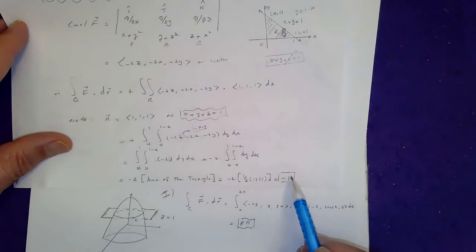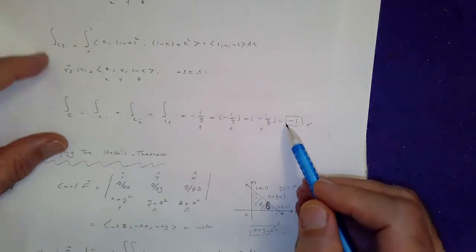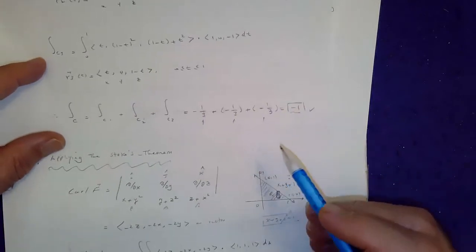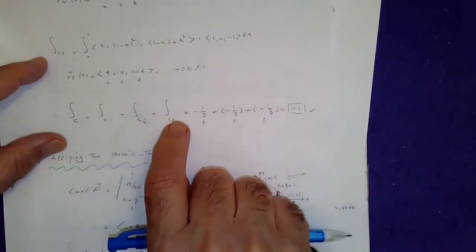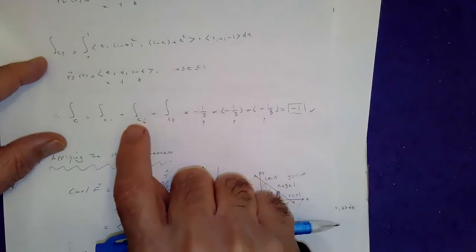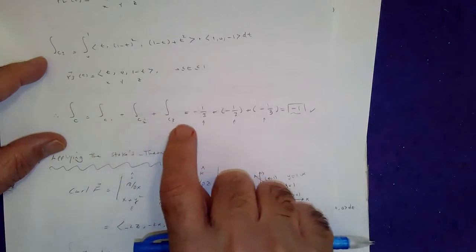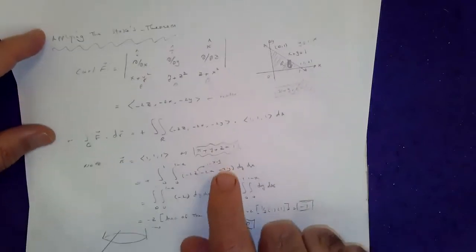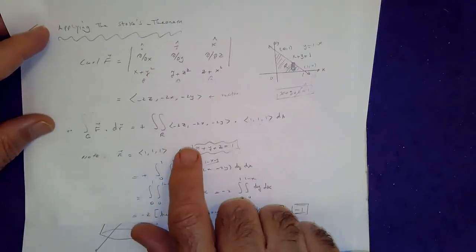Evaluate this, and guess what? You get -1, as we did when we did the line integral over the vector field on curves C1, C2, C3. In other words, up there we had to repeat the line integral three times, but the minute we applied Stokes' theorem, we just had to apply it once.